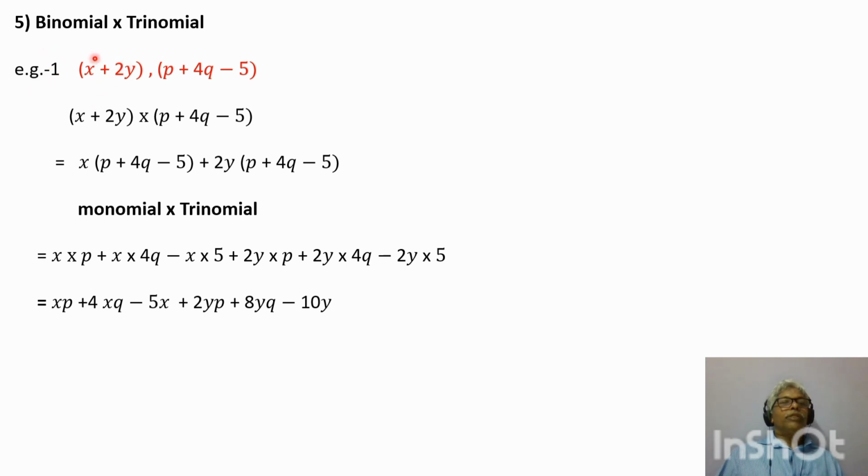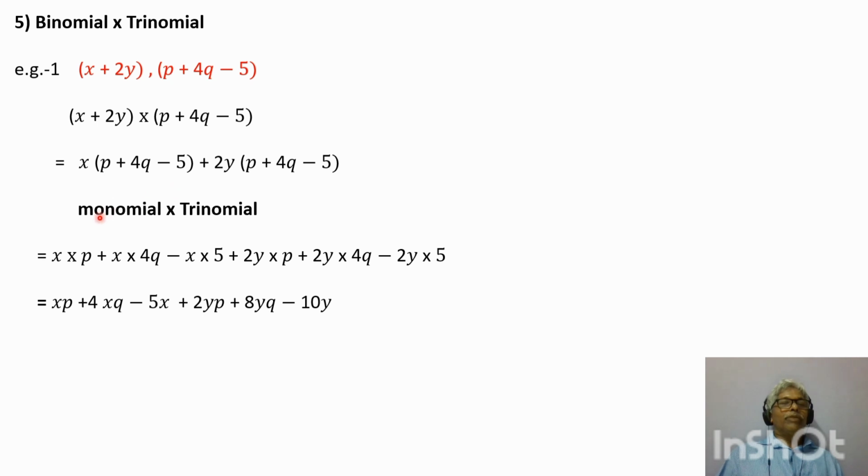Example 1: this is a binomial, x plus 2y. Another bracket contains p plus 4q minus 5. This is a trinomial. So multiply x plus 2y into p plus 4q minus 5. Same procedure, same method. x is to be multiplied to the whole bracket, then again 2y is to be multiplied to the whole bracket. So x into (p plus 4q minus 5) plus 2y into (p plus 4q minus 5).